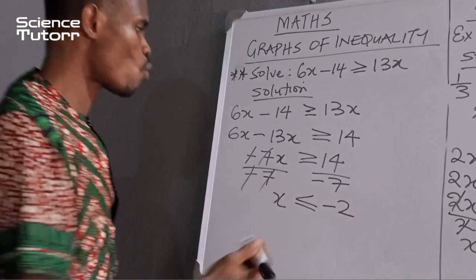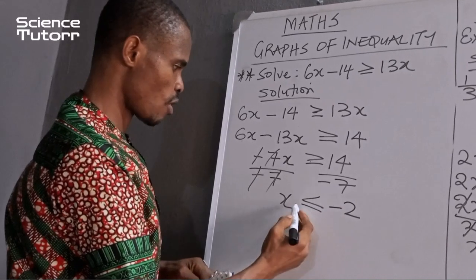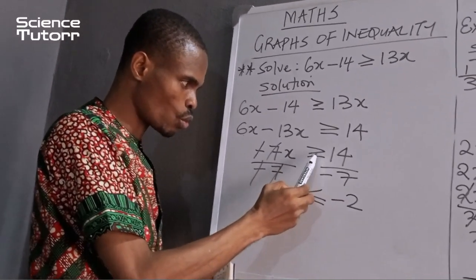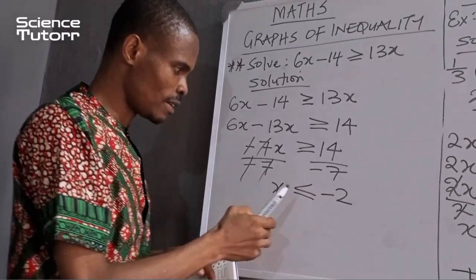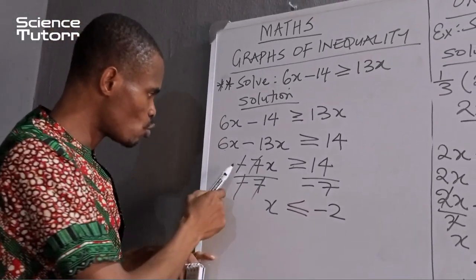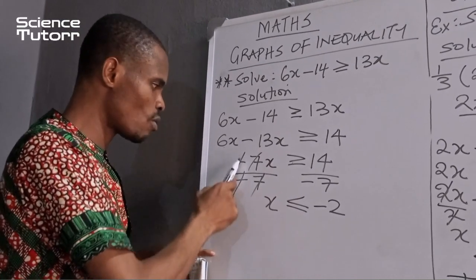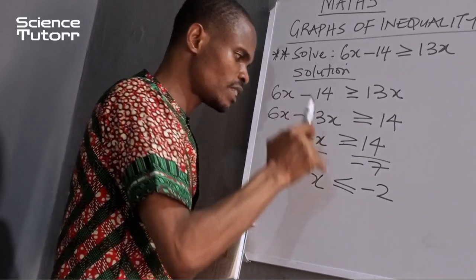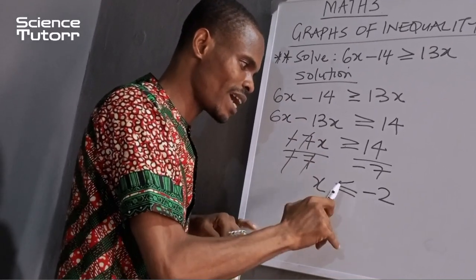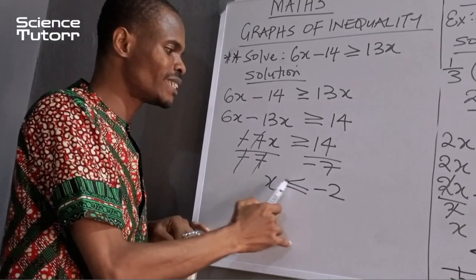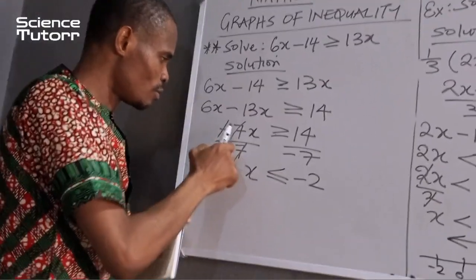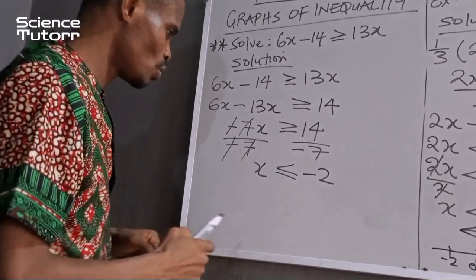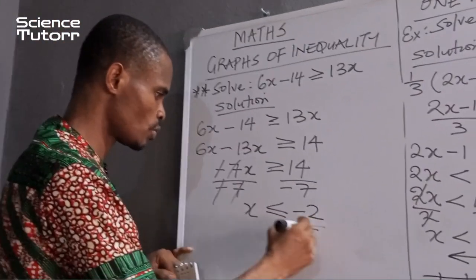Now you will be wondering why the change of inequality suddenly. It was greater than or equal to before we got the answer. Now this is the secret. Whenever you are dividing with a negative number, please take note, it affects the inequality sign. So automatically the inequality sign changes. From greater than or equal to, it becomes less than or equal to. So this becomes our final result.